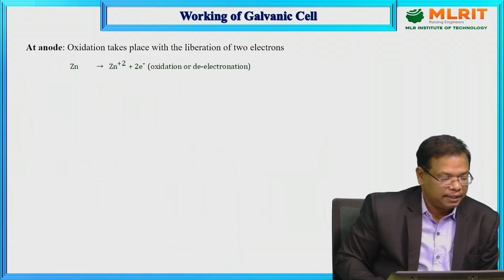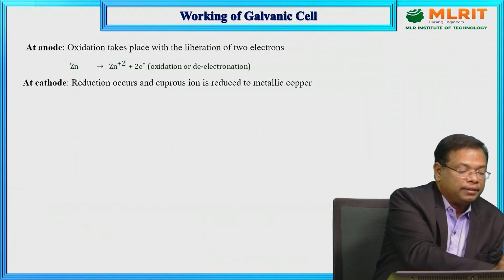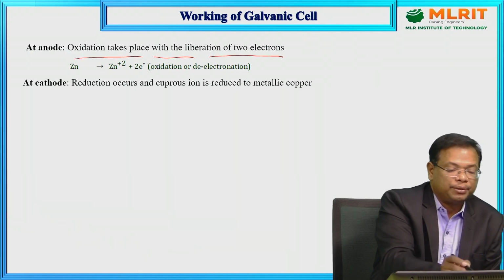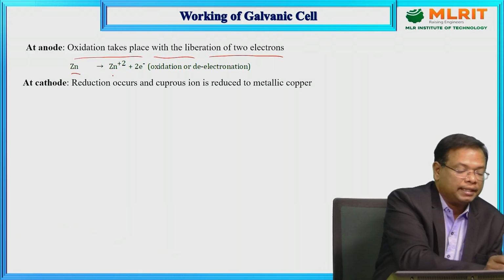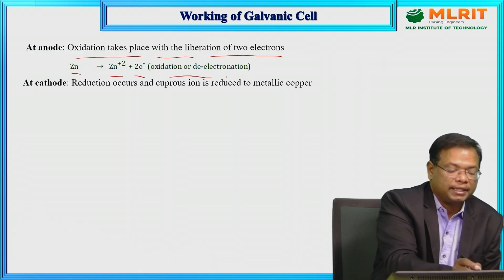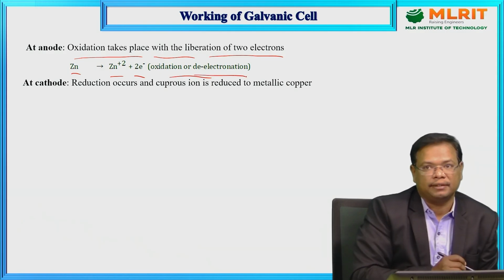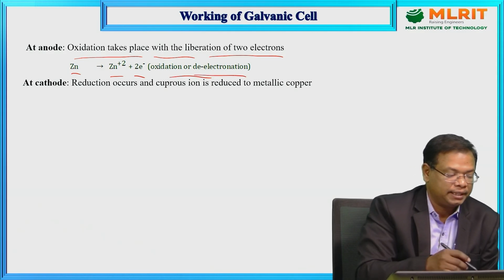The working of the galvanic cell. At the anode, oxidation takes place with the liberation of 2 electrons, as discussed just now. Zn gives rise to Zn2+ plus 2 electrons: oxidation, or de-electronation. De-electronation implies that it is losing its electrons.